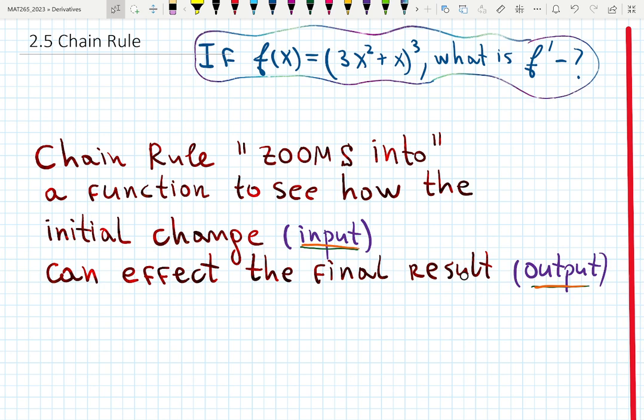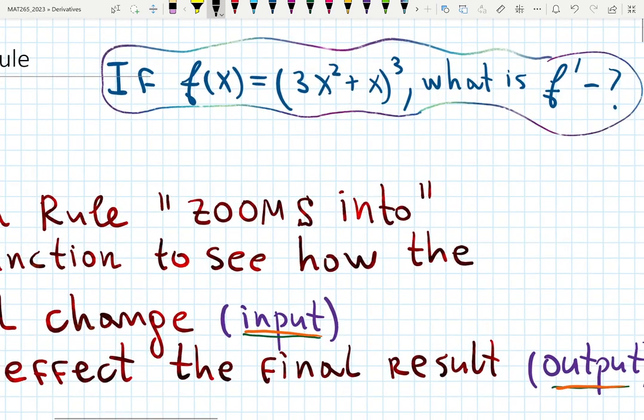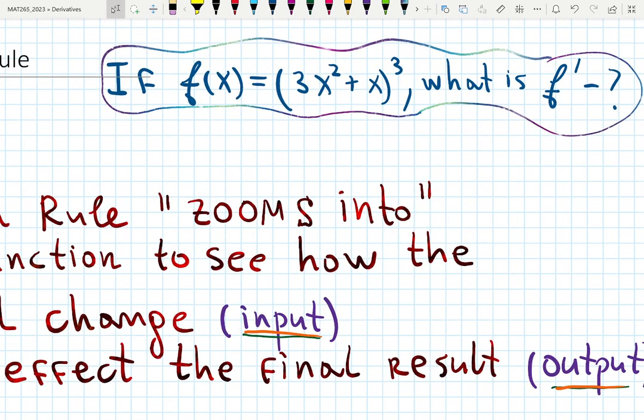The chain rule. It's called a chain rule because it has a chain reaction. Motivation is, if I have 3x squared plus x raised to the cube, how do I take the derivative of that? Do you have any ideas how we can do that?